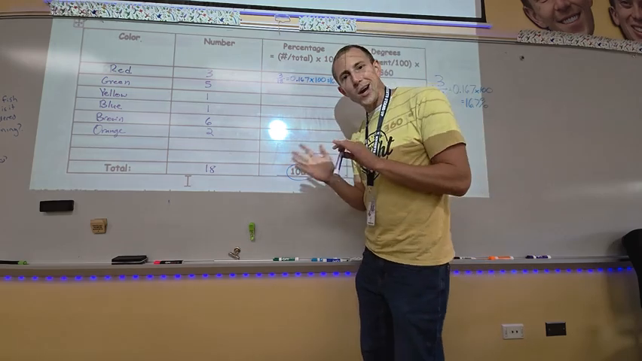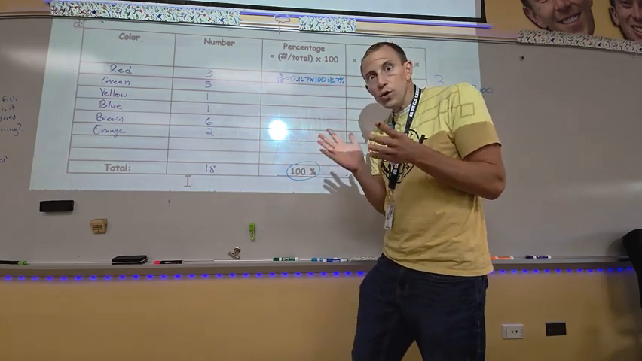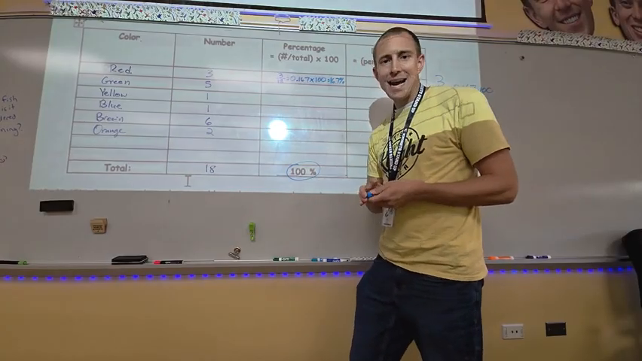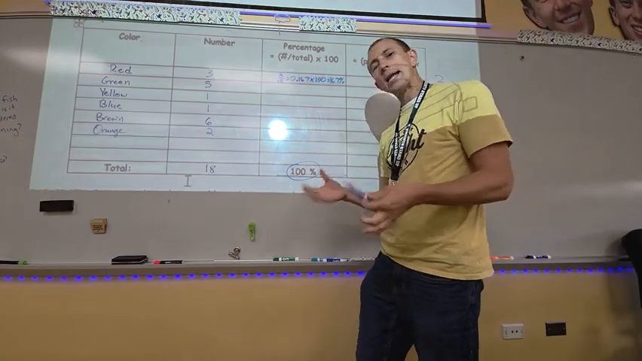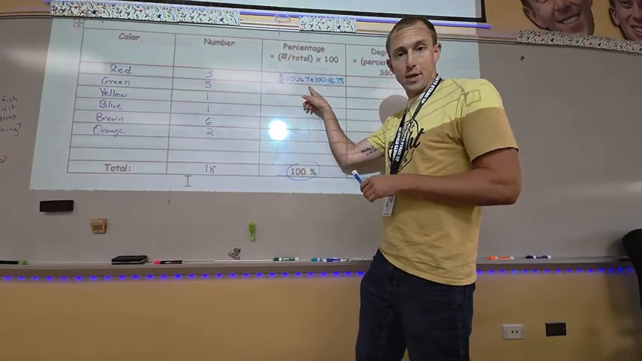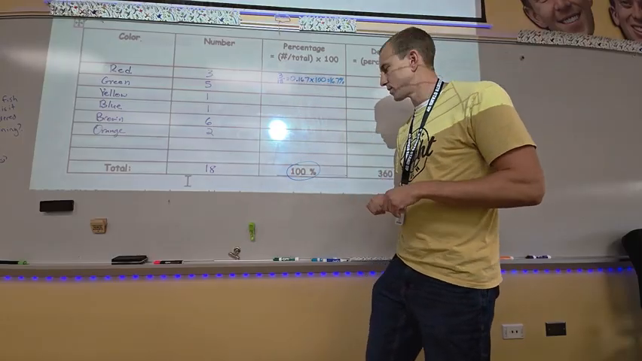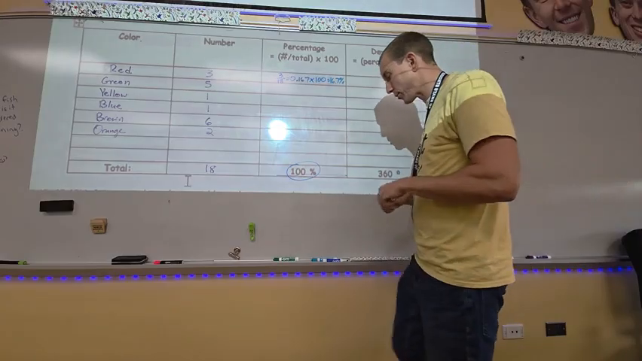You might get like 100.02 or something like that, or 99.8. That can happen because of the rounding that we did here. So don't panic if that happens, but it should be pretty close to 100%.